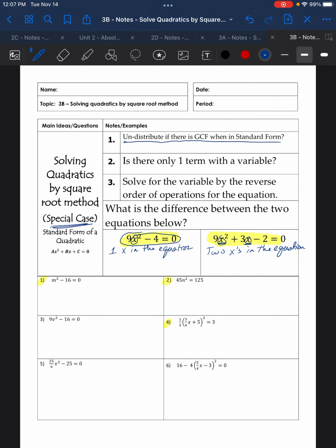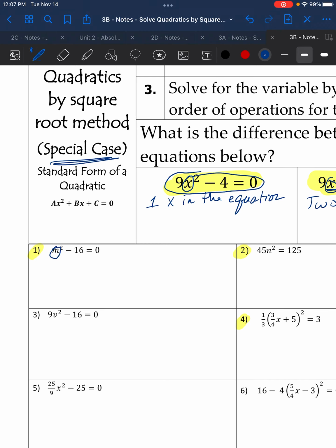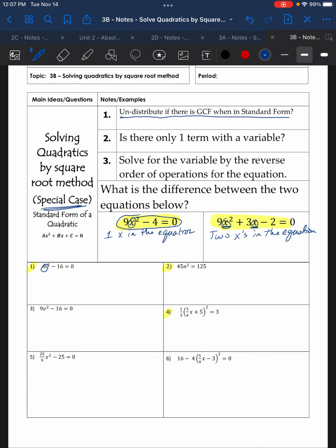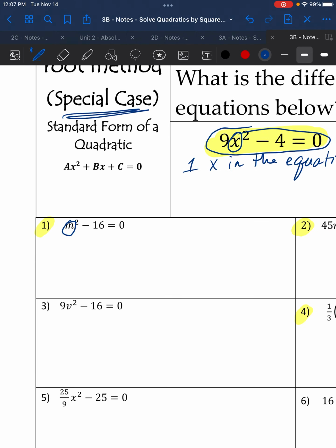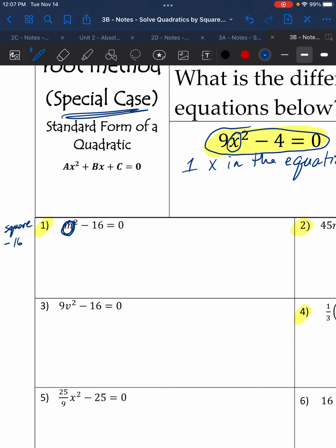So number one, is there a greatest common factor? No. So then, is there only one term with a variable? Yes, only one. Perfect. So that's step two. Step three is solve for the variable by reverse order of operations for the equation. So from the m, what are my operations? If you start with the m, I have a square first, and then I subtract 16. I need to do the reverse order of that, reverse steps. So opposite of subtract 16 is add 16.